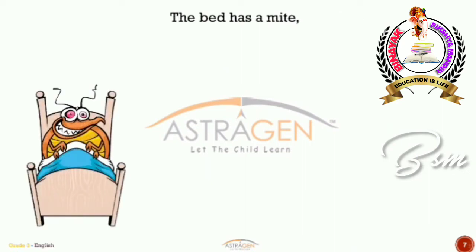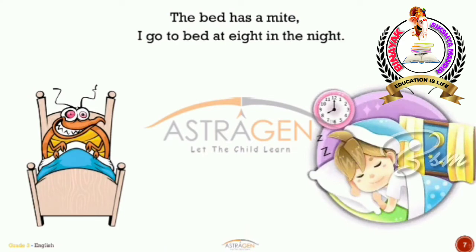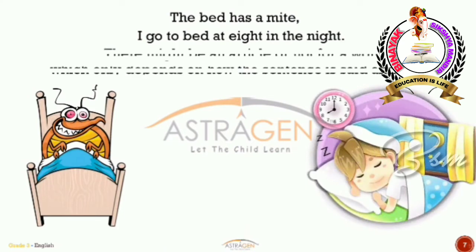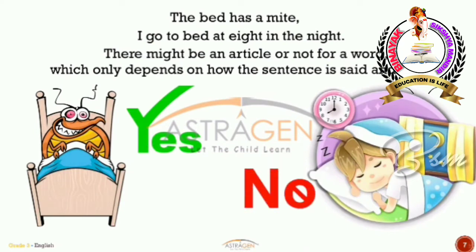The bed has a mite. Ready to bite? I go to bed at 8 in the night. There might be an article or not for a word, which only depends on how the sentence is said and heard. Now, children, I cannot say I go to a bed at 8 in the night, right? The night needed the article, but not bed and 8. So whenever you're saying a sentence and you think something is wrong, the first guess should be, did I miss an article? Or if it sounds wrong, am I using an unnecessary article?